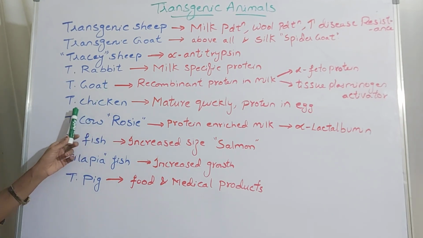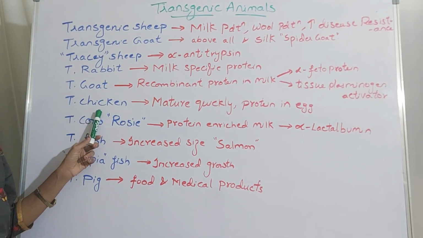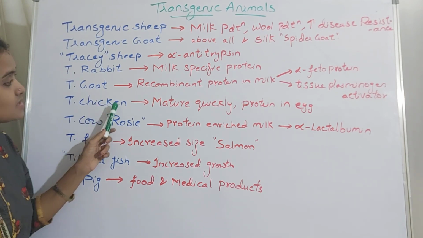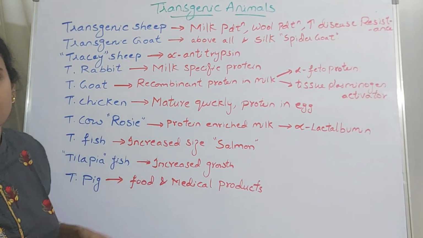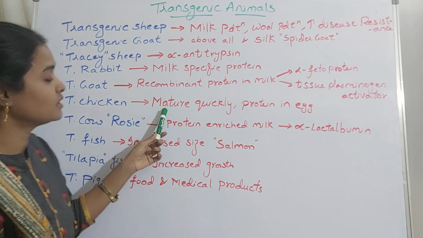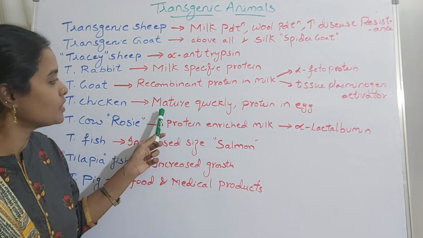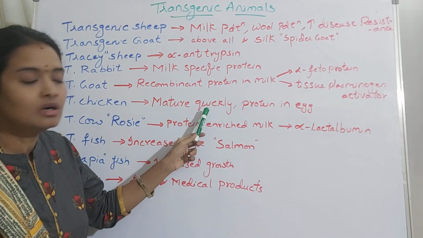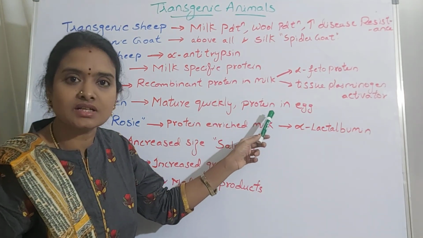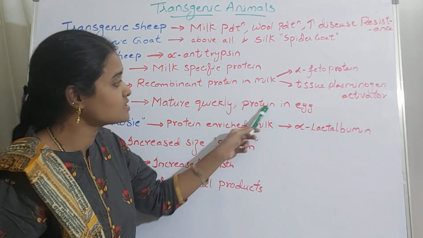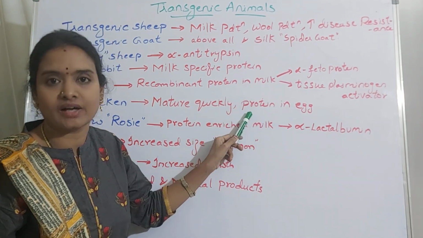Next coming to the transgenic chicken. So here transgenic chicken, what it is doing, it is growing at a very faster rate so that it attains maturity at a faster rate. They mature quickly and also they produce eggs which consist of beneficial protein. Again, these proteins are having medicinal values.